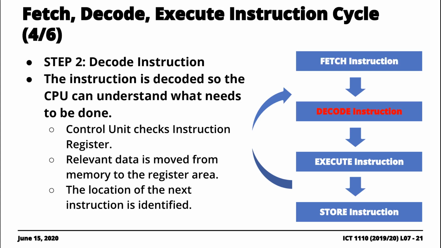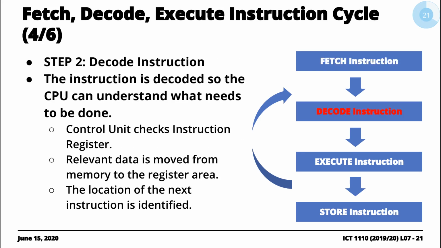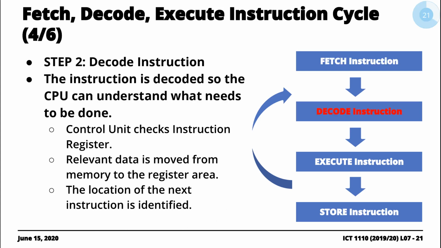And then the next step, once all this is done and the instruction is copied to the current instruction register, is step number 2, or phase number 2, which is the decoding phase. The control unit will check the current instruction register. Remember that the instruction has now been copied into the current instruction register. The relevant data associated with what's in the instruction register will then be moved from memory to the register area itself.